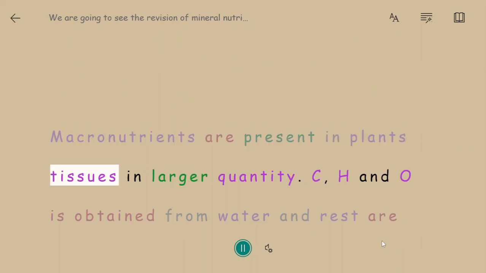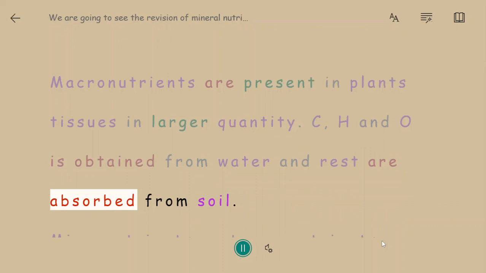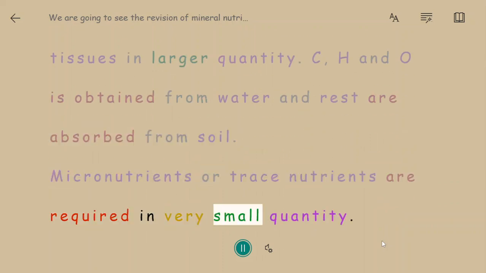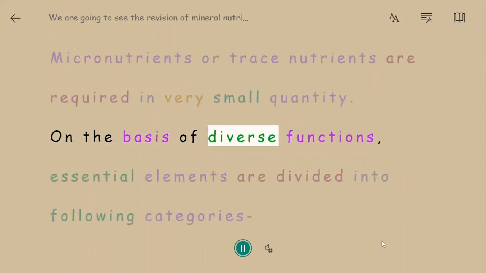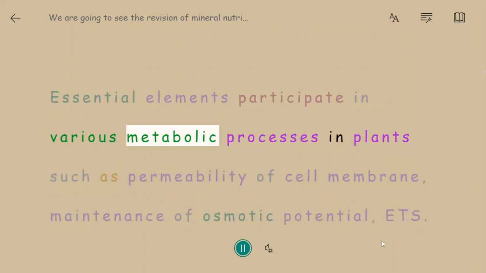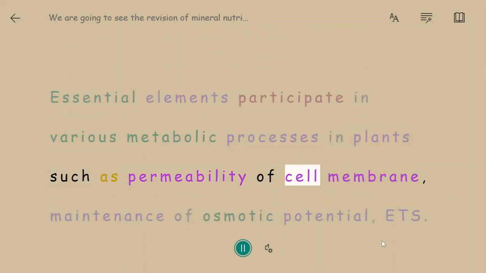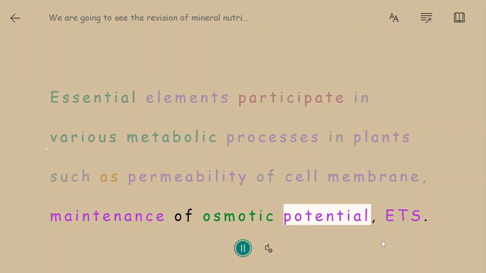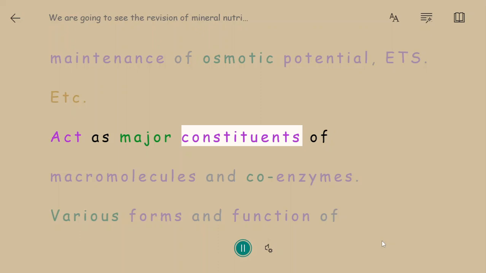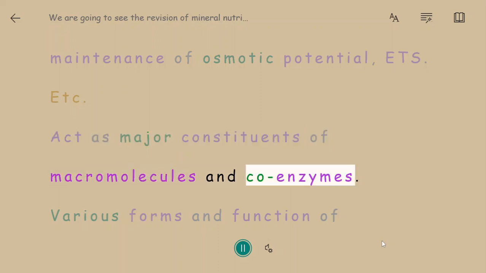Macronutrients are present in plants' tissues in larger quantity. C, H and O are obtained from water and the rest are absorbed from soil. Micronutrients or trace nutrients are required in very small quantity. On the basis of diverse functions, essential elements are divided into the following categories. Role of macro and micronutrients. Essential elements participate in various metabolic processes in plants, such as permeability of cell membrane, maintenance of osmotic potential, ETS, etc. They act as major constituents of macromolecules and coenzymes.